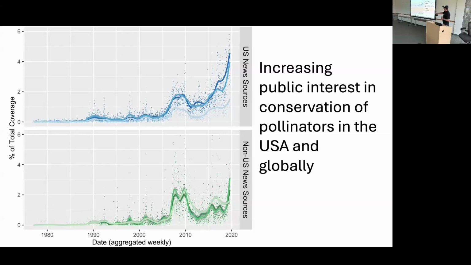But then recently in the US and worldwide, we've seen another big spike in just public interest in this topic of pollinator conservation. So now's the time, I think, for us to really start thinking about how the things that we're doing on the landscape affect our native bee species. And there's more public interest now than there's ever been.